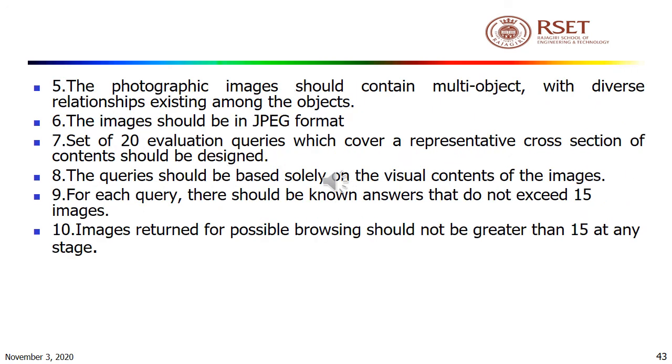The next one is that the photographic images should contain multiple objects, and the images should be in JPEG format, with a set of 20 evaluation queries which cover a representative cross-section of the contents. The queries should be based on the visual content of the image. For each query, there should be non-answers that do not exceed 15 images. And the last one, images returned for possible browsing should not be greater than 15 at any time.